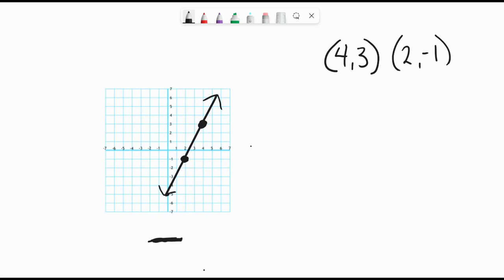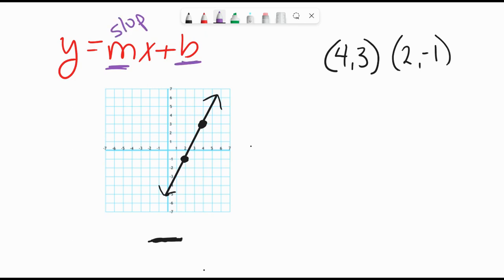Okay, guys, let's talk about writing equations in slope-intercept form, either from a graph or from 2 points. The most important thing about slope-intercept form, which is y equals mx plus b, is that the two things we need to have filled in are the m and the b. And m represents the slope, or the unit rate, and the b is the y-intercept.